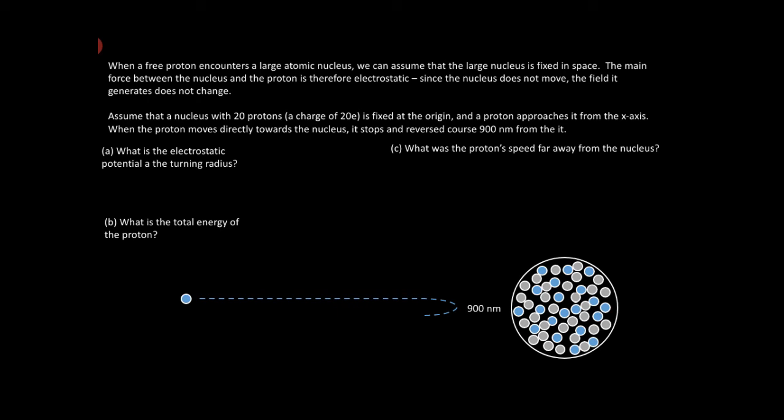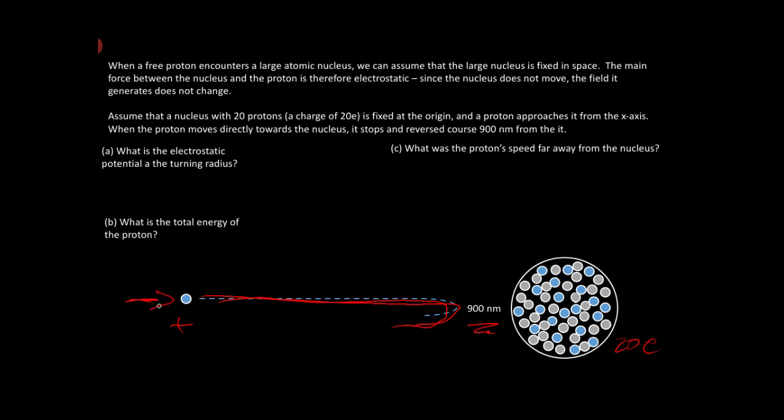So I've got 3 things. I need the electrostatic potential at the turning radius. So basically, we're firing this proton at this nucleus. It's going to come over here, and it's going to sort of come back. Seems reasonable. That's what happens to things. Because this is positively charged, and this is massively positively charged. I think it's 20 E for me. And it stops about 900 nanometers away, and it then goes back to wherever it came from.